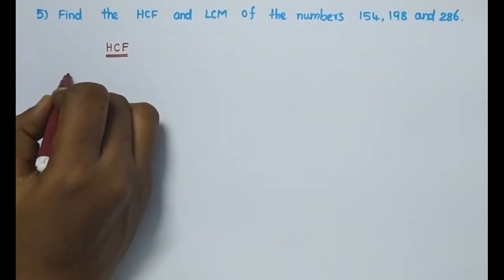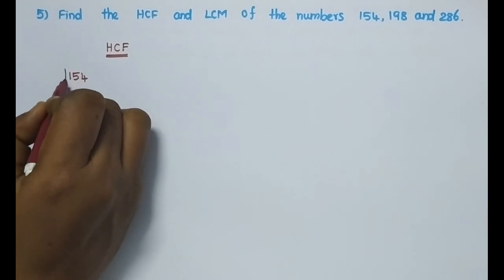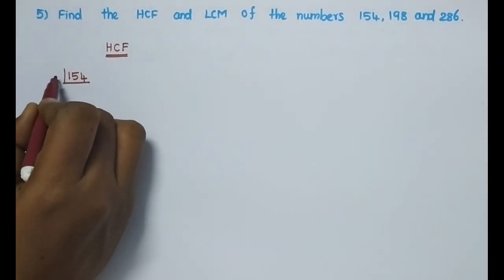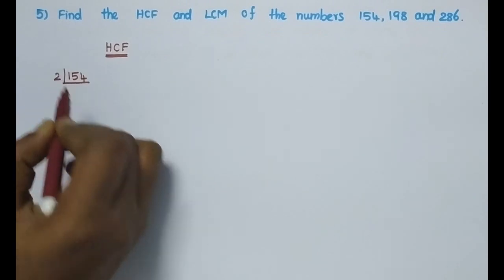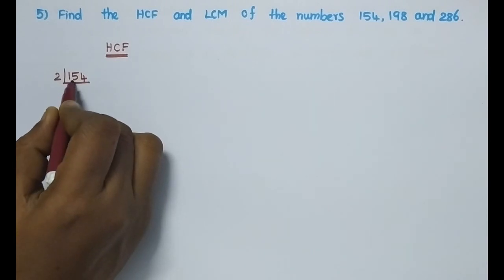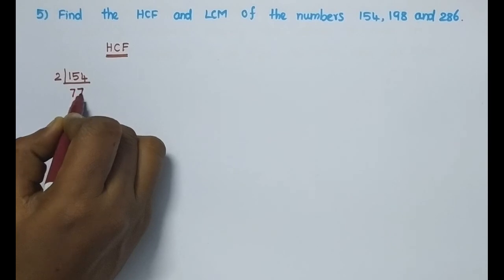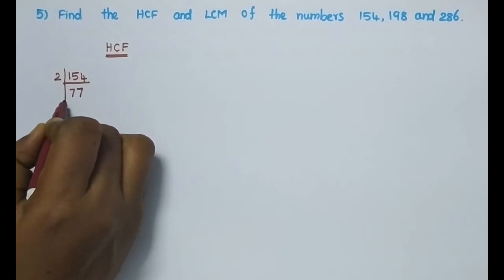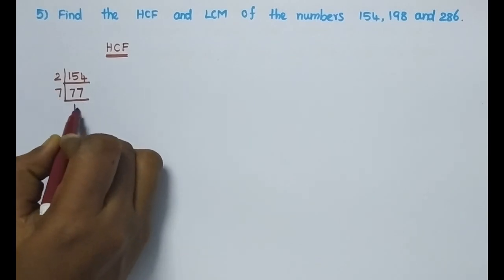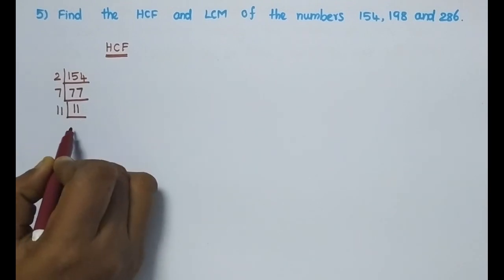How will you find out? Find out the prime factorization for the number separately. First divided by 2. 7 2s are 14. Balance 1, it becomes 7. 14. Again 7, 1 time. Now next, 7th table. 11 7s are 77. 11 is a prime number. So 1 time.